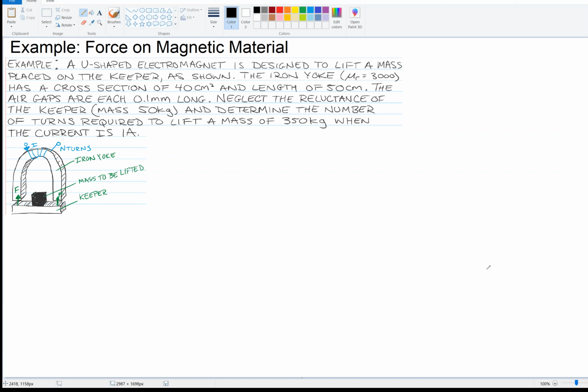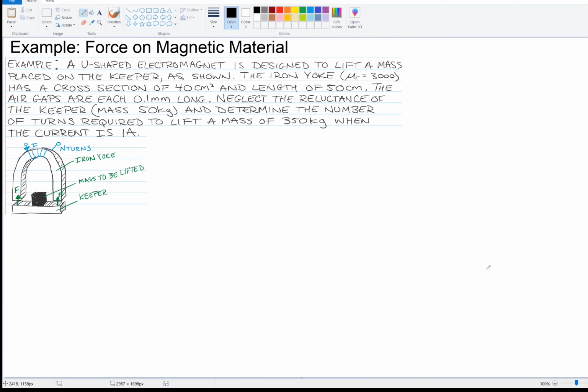This example is one about force on magnetic material. I really love this example because it pulls in quite a few different elements of physics and electromagnetics. It's got the magnetic circuit idea, which you should know by now that I like a lot. But it also has essentially work. We're gonna do something useful. We're gonna apply this thing now. And so let me just read it to you.